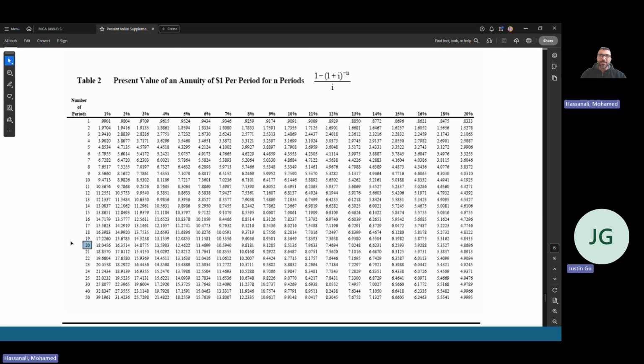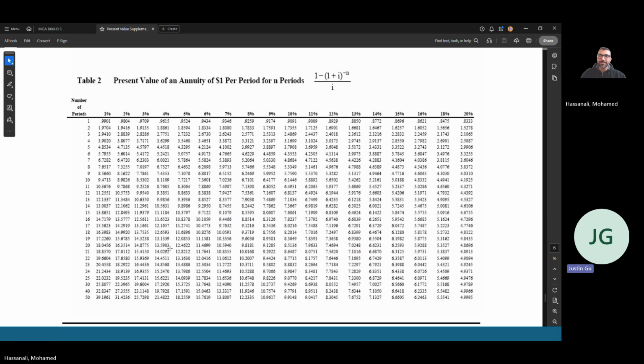And then the other one is simply interest rate. So you're always taking market rate when you come to the table. And since it's paid twice a year, you have to cut the market rate in half. So it started at 8%. We cut that in half to make it 4%. Just go 4%, 20 periods, 13.5903.